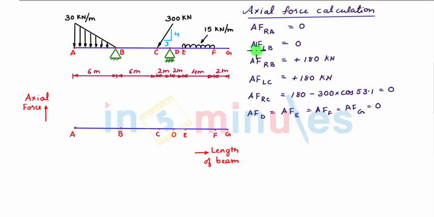Axial force towards the left of B is 0. So again we plot 0 axial force at point B. Axial force towards the right of B is plus 180 kilonewton. So at point B we plot plus 180 kilonewton axial force by taking a suitable scale and we join these 2 points by a vertical line.